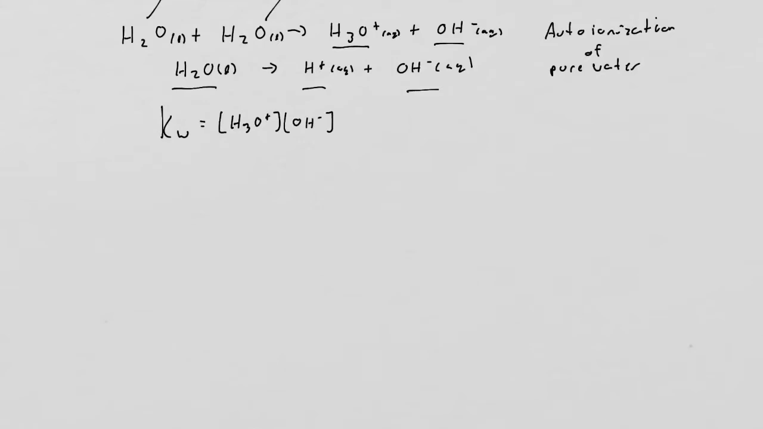Now, in pure water at 25 degrees Celsius, this is equal to 10 to the minus 14. The other thing important is that in pure water, the H3O+, the H+ concentration, is going to be equal to the OH- concentration. So we can call them both X, which means X squared, which is OH- times H+, or OH- times H3O+, equals 10 to the minus 14. And this is where the pH thing comes from, because X is then equal to 10 to the minus 7.